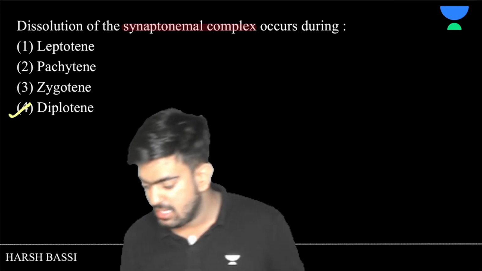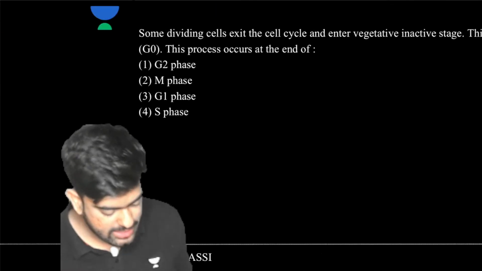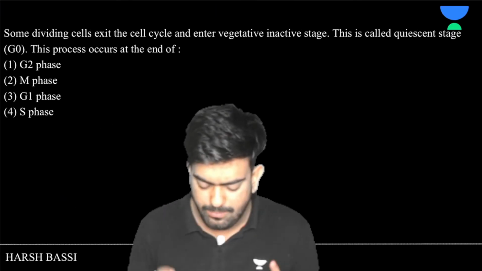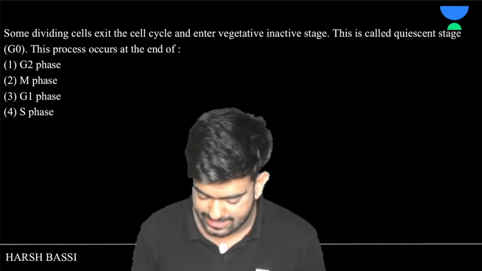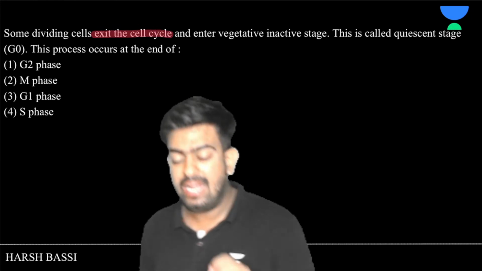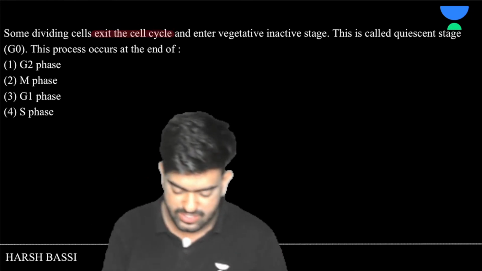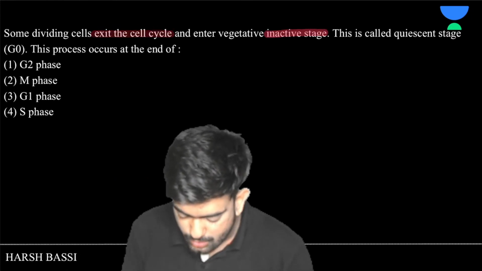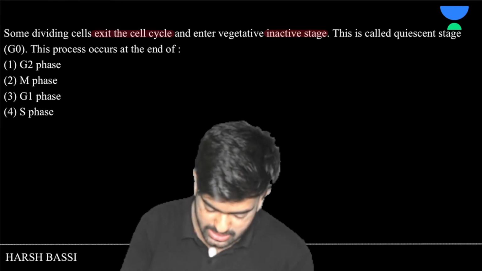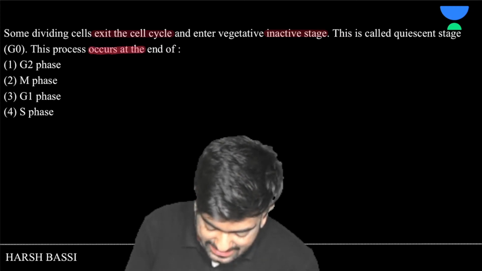Clear to everyone? That's very good. Now let us move on with the next question. It says that some dividing cells exit the cell cycle and enter a vegetative inactive stage. This is called the quiescent stage. This process occurs at the end of.